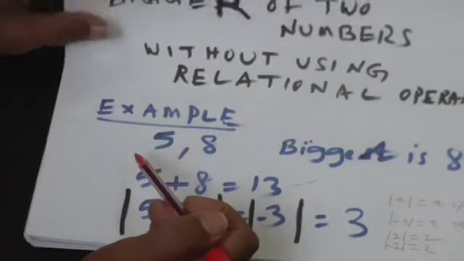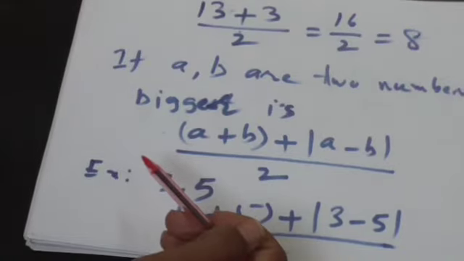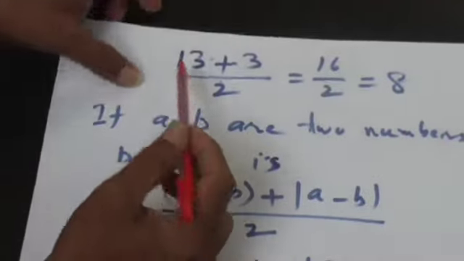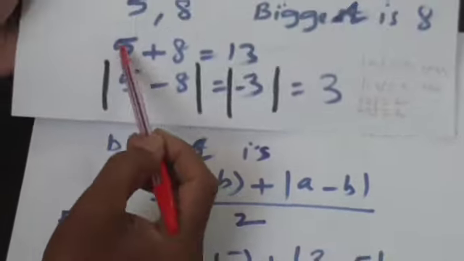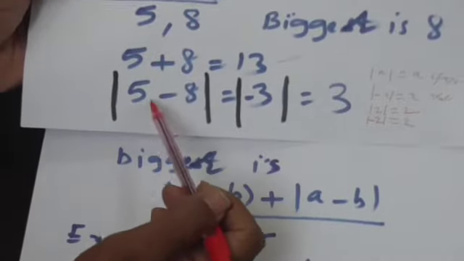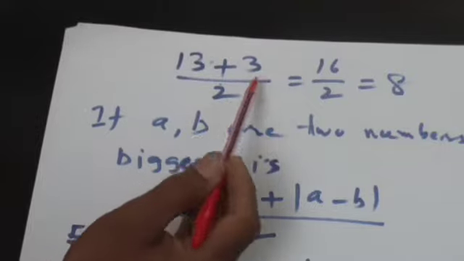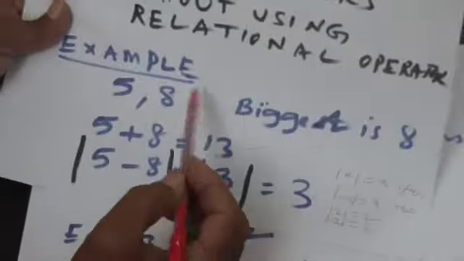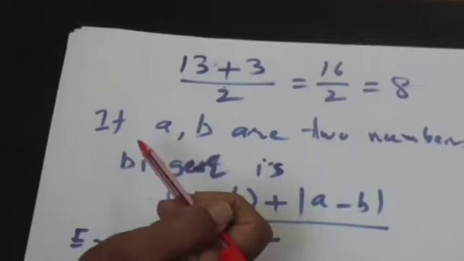Now after that, you add the two numbers 5 and 8, which is 13. The absolute value of the difference of 5 and 8 is 3. So 13 plus 3, whole divided by 2, is 16 by 2, which is 8. As you know, 8 is the bigger of 5 and 8.